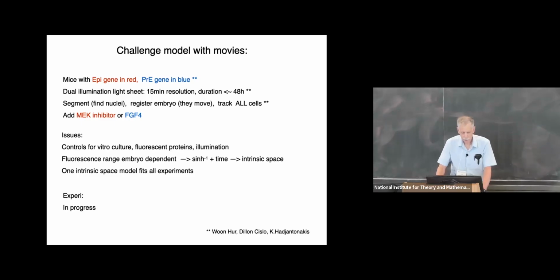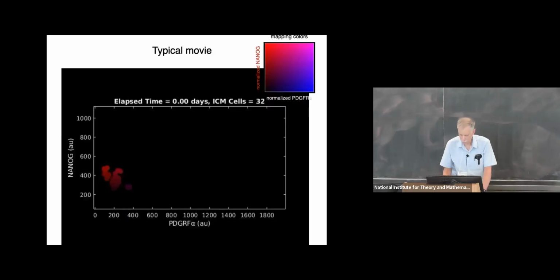The issue that we realized when you actually are confronted with data is how do you go from actual embryos to some intrinsic and common space that you think is common to the process. So you have to, as I will show you, have one intrinsic space that fits all experiments, but you have to fiddle embryo by embryo the fluorescence levels, and you also have to fit the developmental time, and that's essential.